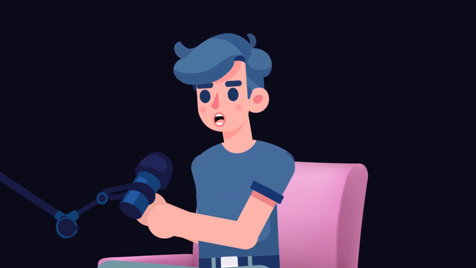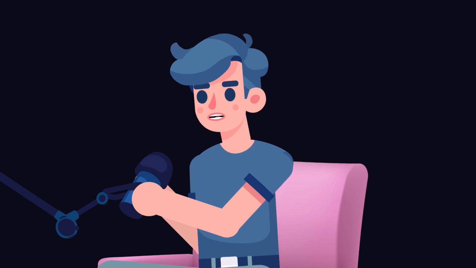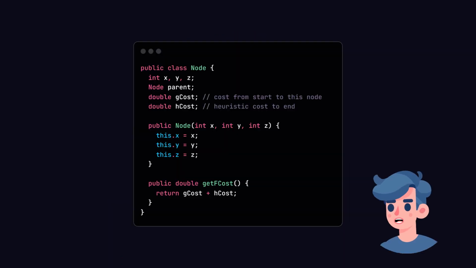A* is efficient and widely used, combining the benefits of both Dijkstra's algorithm and heuristics. Let's create a class called node to represent each position in our grid that we will traverse. Each node will contain information about its position, cost values, and references to adjacent nodes.